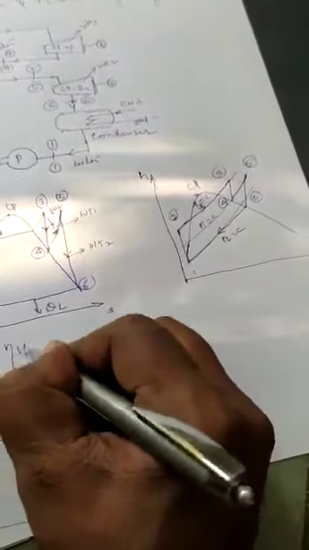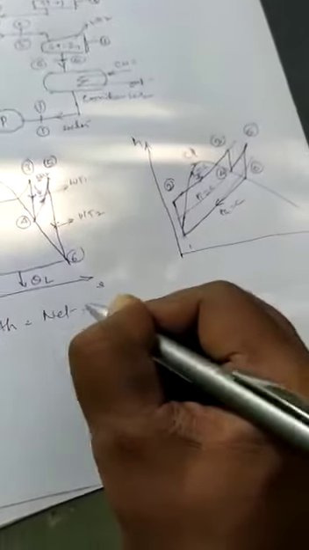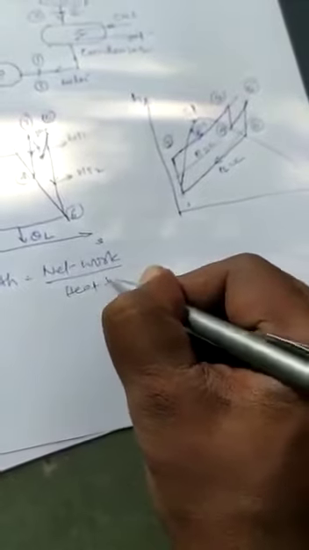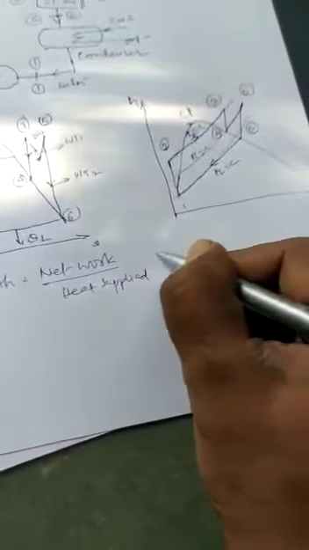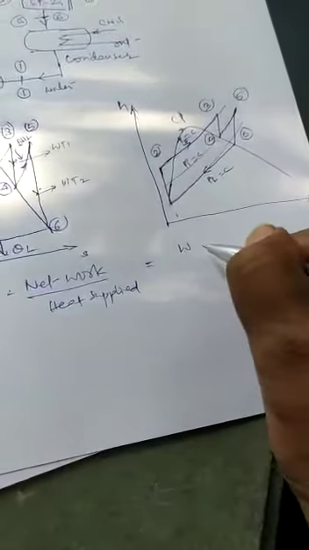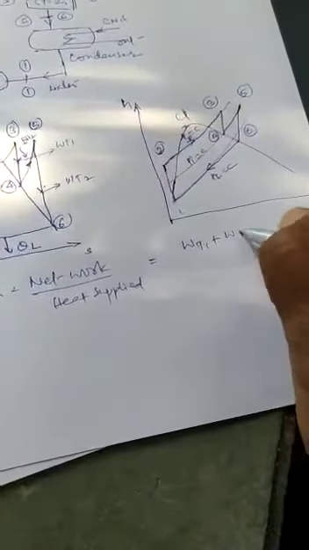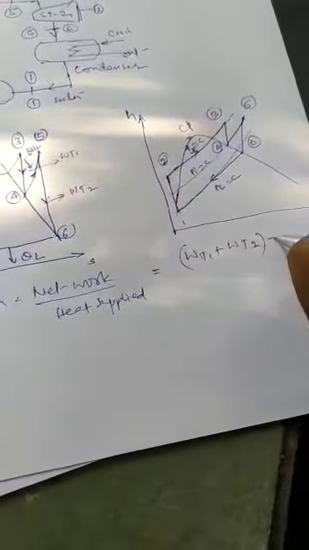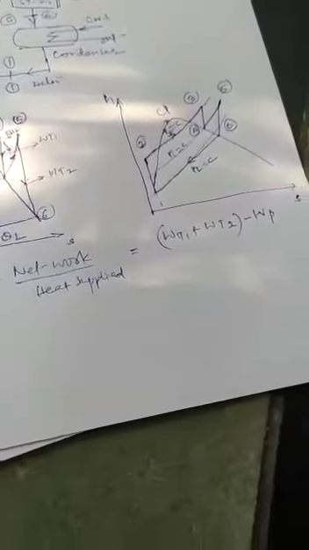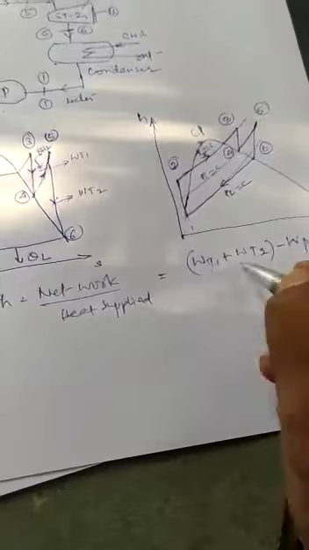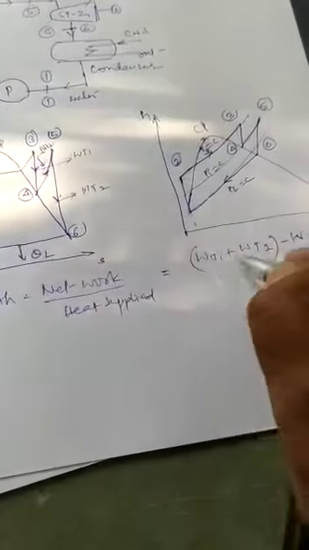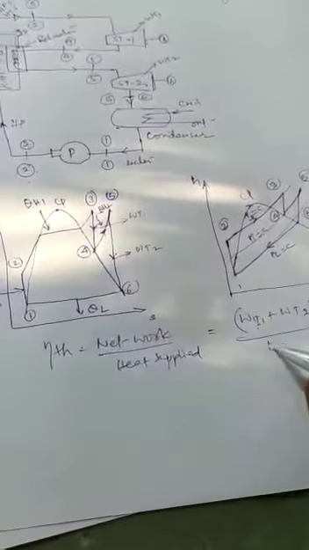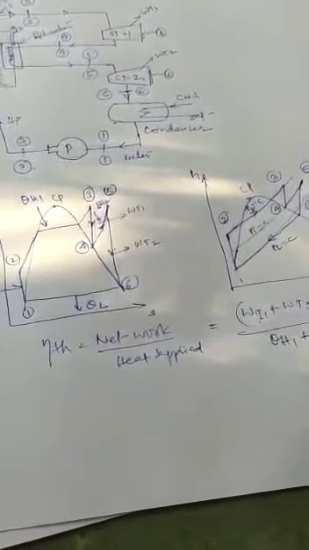All of you know the thermal efficiency is equal to what? Net work to the heat supplied. What is the net work? Net work is WT1 plus WT2, that is turbine work minus pump work. Turbine work we consider 2 turbines, that is WT1 plus WT2 minus pump work. So divided by heat supplied. Heat supplied in 2 stages, that is QH1 plus QH2.